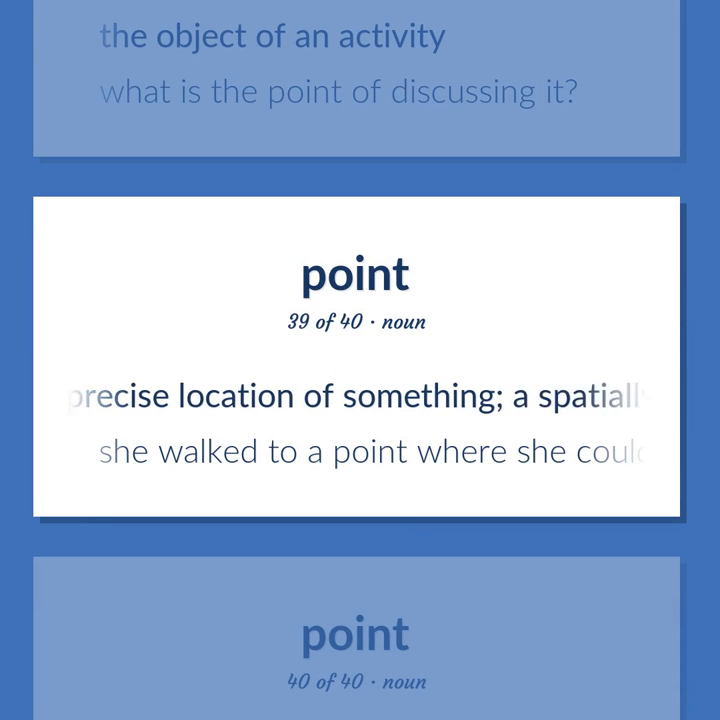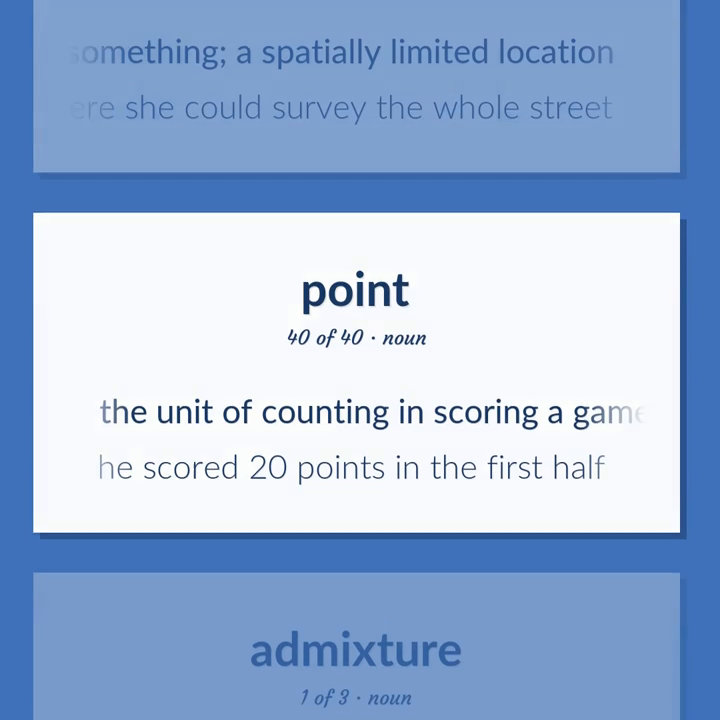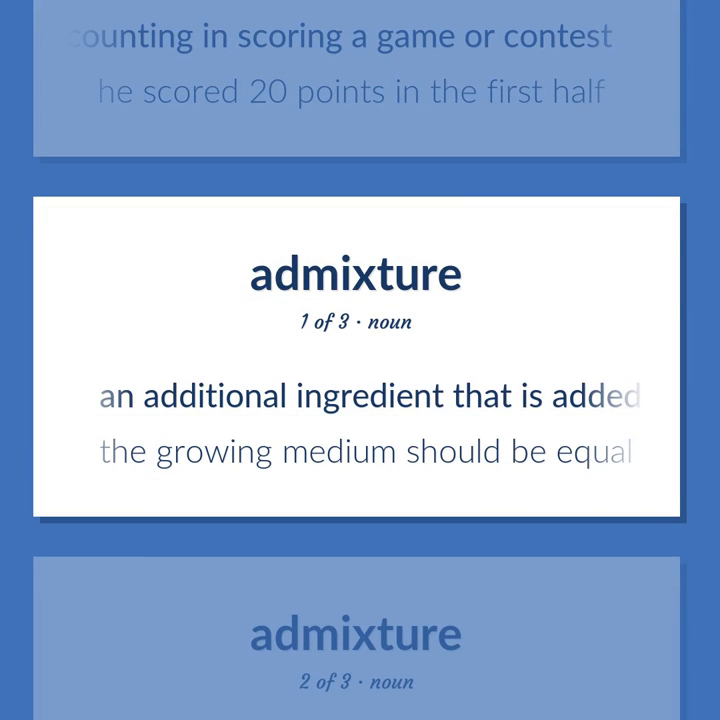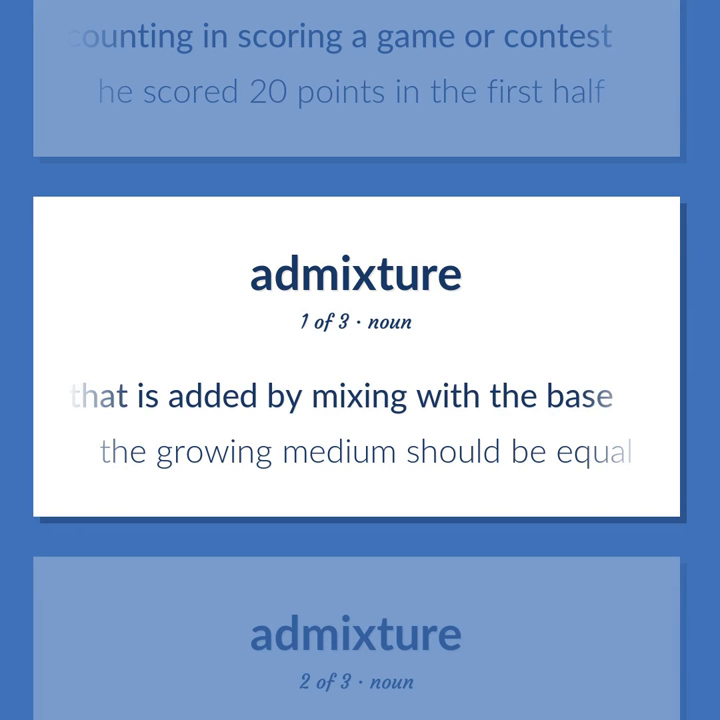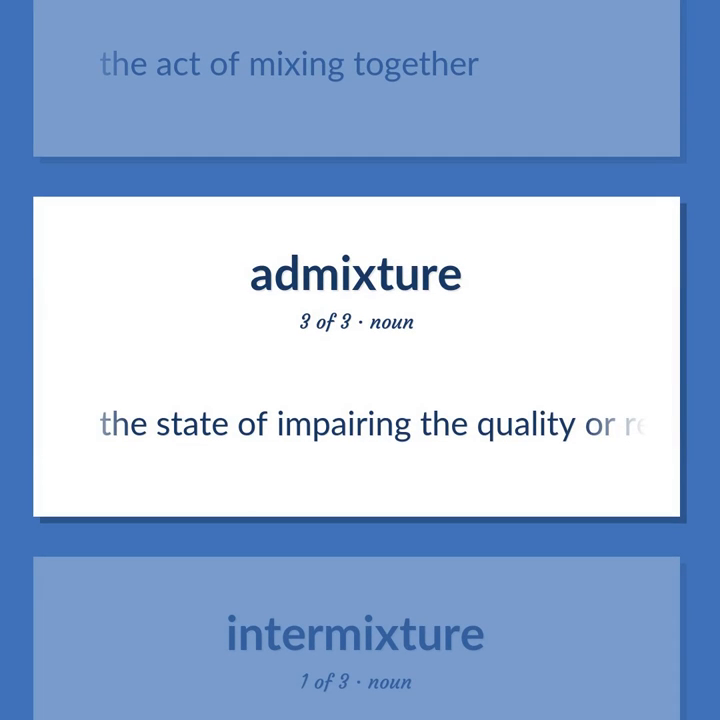The precise location of something, a spatially limited location. She walked to a point where she could survey the whole street. The unit of counting in scoring a game or contest. He scored 20 points in the first half. An additional ingredient that is added by mixing with the base. The growing medium should be equal parts of sand and loam with an admixture of peat moss and cow manure. The act of mixing together. The state of impairing the quality or reducing the value of something.